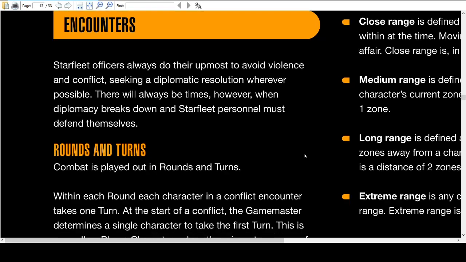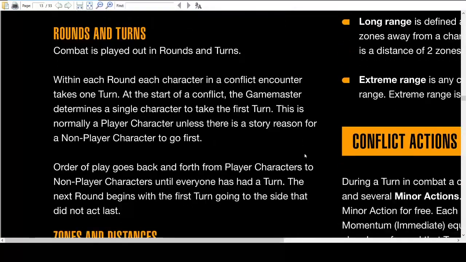All right, so rounds and turns. Combat is played out in rounds and turns. Within each round, each character in a conflict encounter takes 1 turn. At the start of a conflict, the game master determines a single character to take the first turn. This is normally a player character unless there's a story reason for a non-player character to go first.